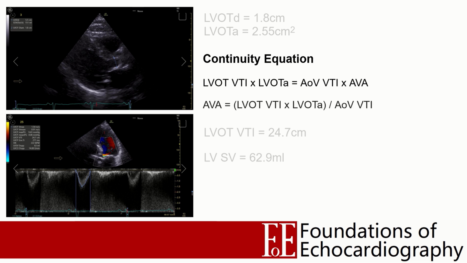Rearranging this equation tells us that the estimated aortic valve area is equal to the stroke volume divided by the VTI of our obtained continuous wave Doppler trace.